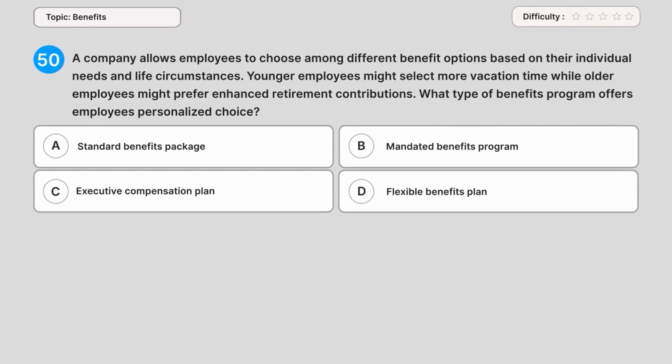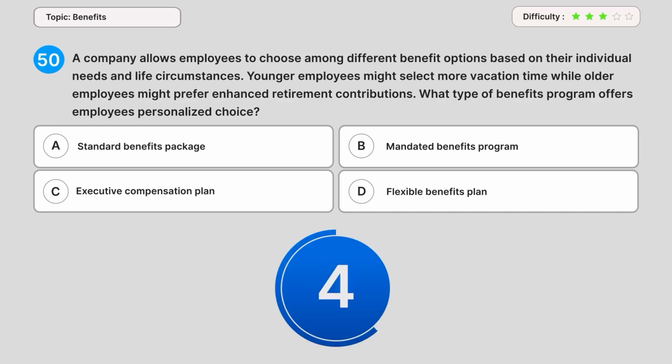50. A company allows employees to choose among different benefit options based on their individual needs and life circumstances. Younger employees might select more vacation time, while older employees might prefer enhanced retirement contributions. What type of benefits program offers employees personalized choice? A. Standard benefits package. B. Mandated benefits program. C. Executive compensation plan. D. Flexible benefits plan. What do you think is the answer?